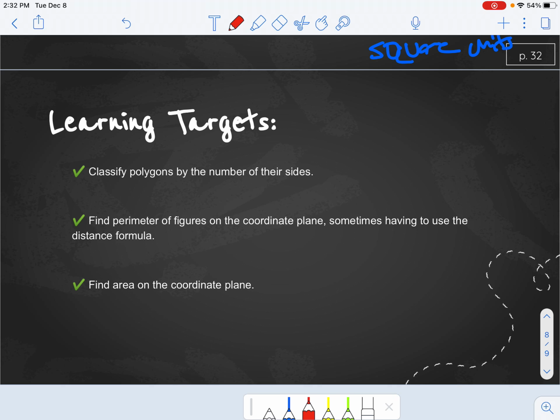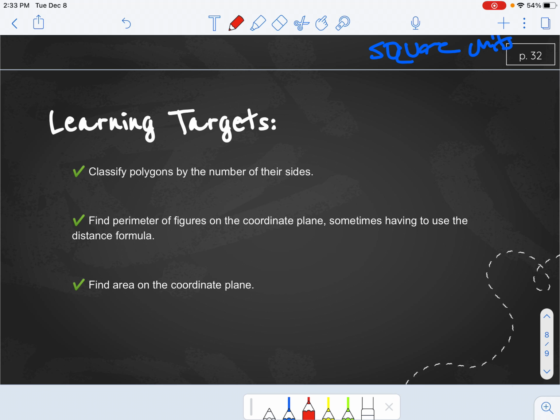Find the perimeter of figures on the coordinate plane, sometimes having to use the distance formula. So that's exactly what we did. We had that triangle. We could find the base just by counting the boxes, since it was a perfectly horizontal line, but we had to use the distance formula to find the other sides, and then find the area on the coordinate plane. So we're still finding the base and the height in that case, and we're using the area formula to find the area of that shape.